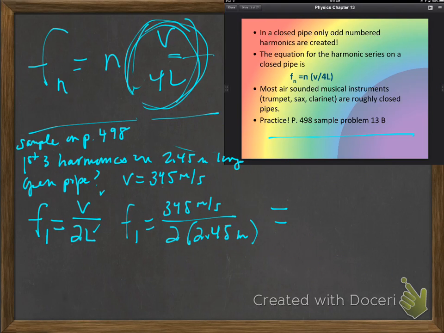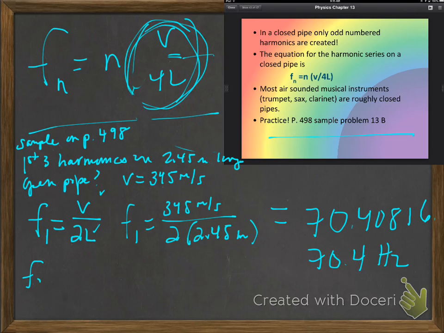Okay, what do you get for a raw answer? I'm getting 70.40816, etc. What are our units here? Hertz. They're 1 over seconds, which is hertz. So with 3 sig figs, we get 70.4 hertz.